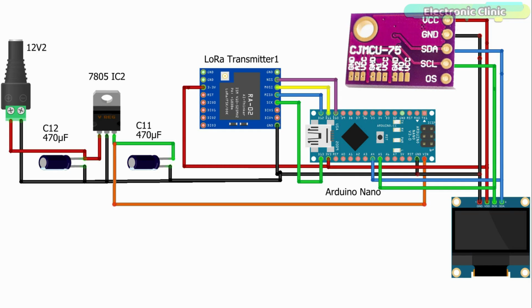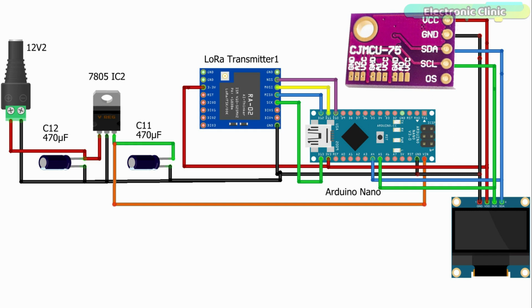The SCL and SDA pins of the LM75 air temperature sensor and OLED display module are connected together and then connected with the Arduino A5 and A4 pins. A5 is the SCL and A4 is the SDA, while the VCC and ground pins are connected with the Arduino's 3.3V and ground pins. The VCC of the LoRa module is connected with 3.3V of the Arduino.